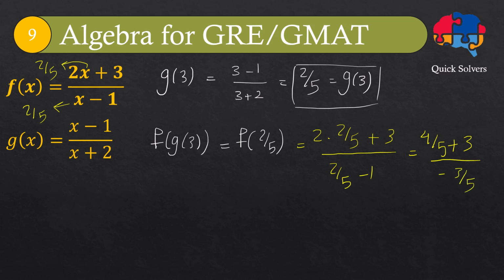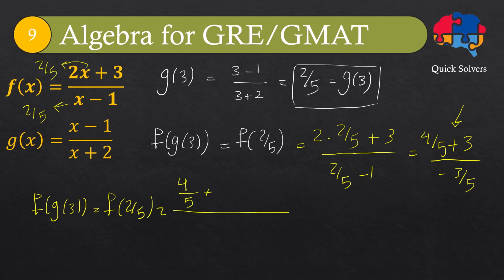Let me write it here: f of g of 3 equals f of 2 over 5. In the numerator here, we have 4 over 5 plus 3 over 1. Then we need to find the least common denominator between 5 and 1, which is 5. And then we have 4 over 5 plus 15 over 5. So instead of 3, I can write 15 over 5.